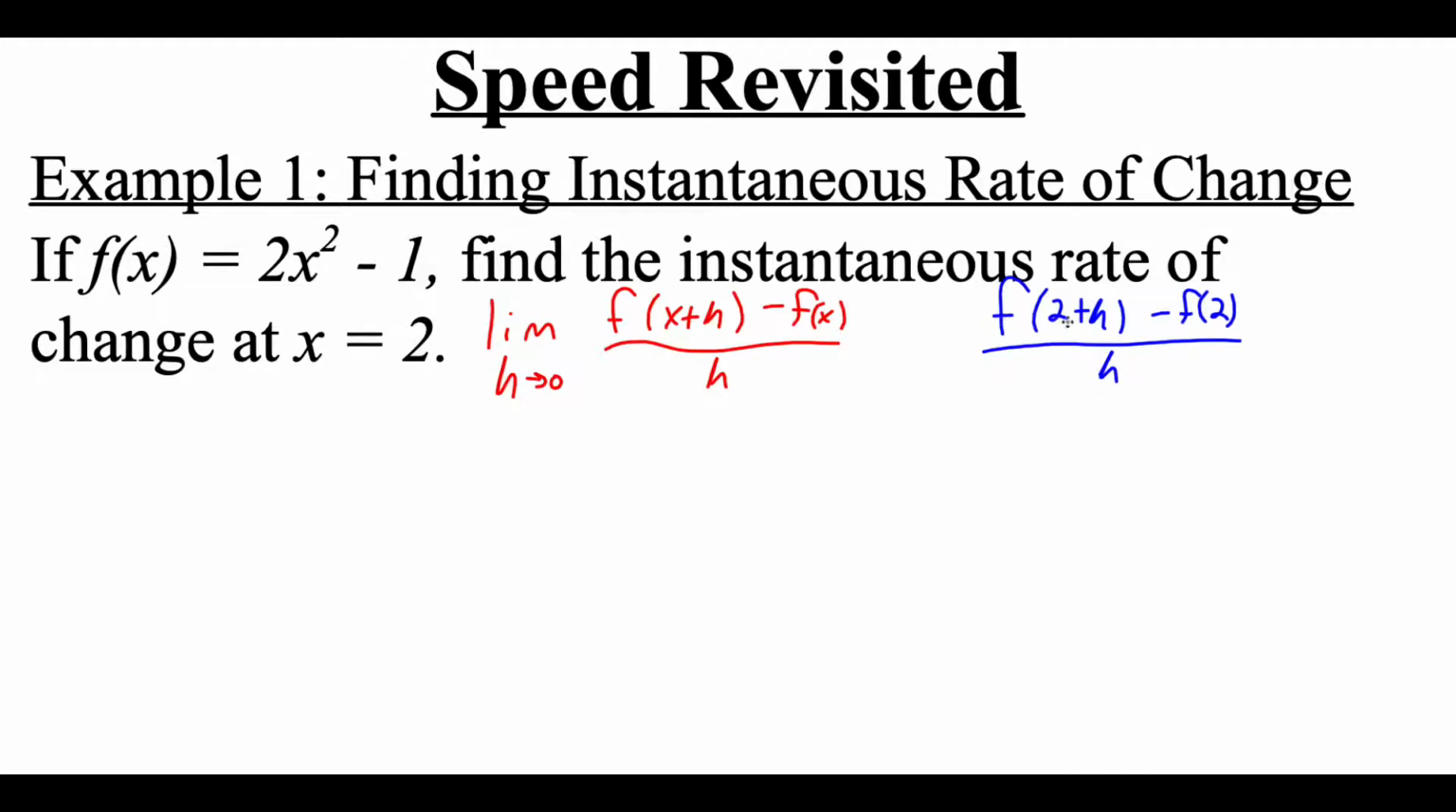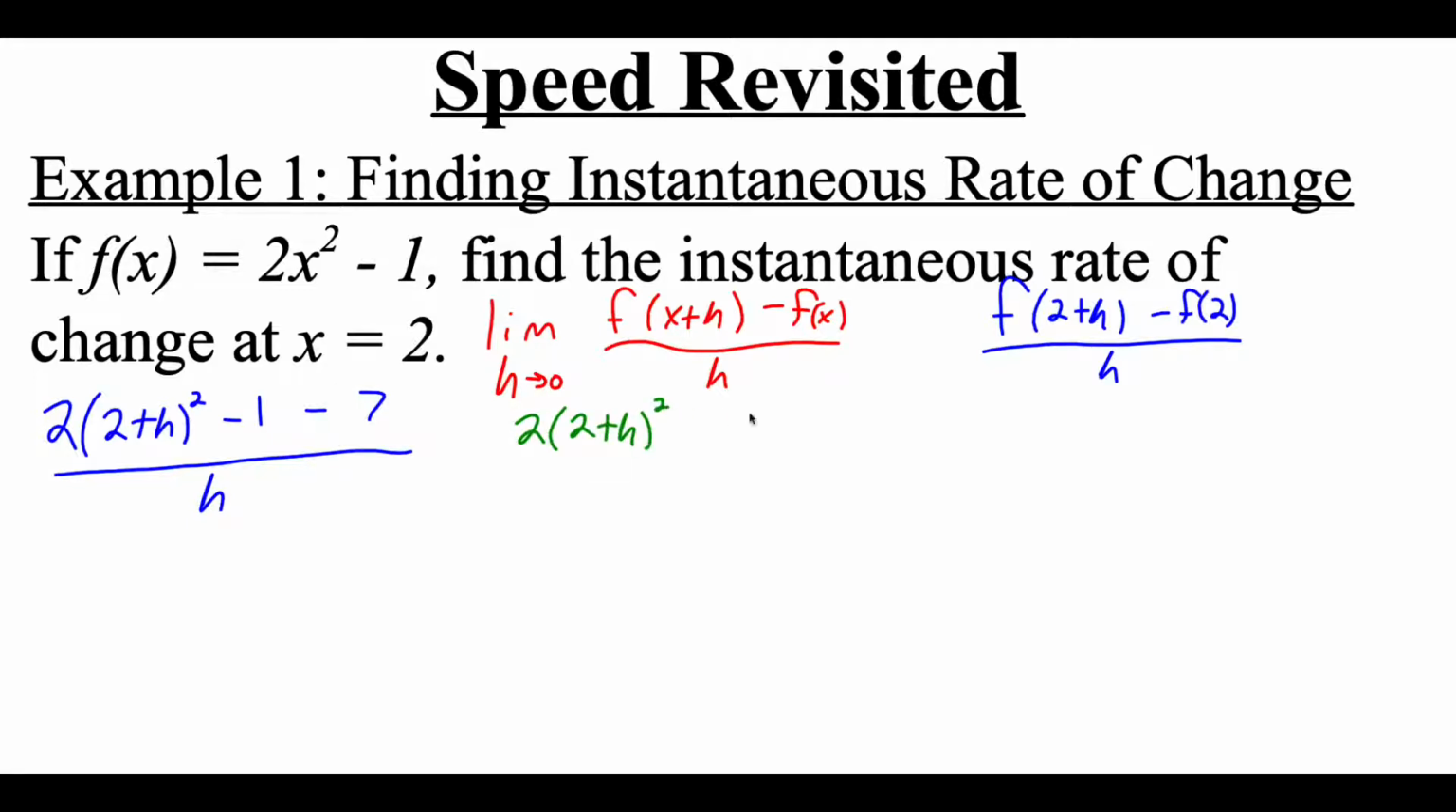So if we're doing f of 2 plus h, that says plug in 2 plus h to that function. So this is going to be 2 times (2 plus h) squared minus 1. And then we're supposed to subtract off f of 2. So we're just going to plug in 2. 2 squared is 4, times 2 is 8, minus 1 is 7. So f of 2 is 7, and this is all over h. I'm going to start by combining the negative 1 and the negative 7 on the back end. So we have 2 times (2 plus h) squared minus 8 all over h.